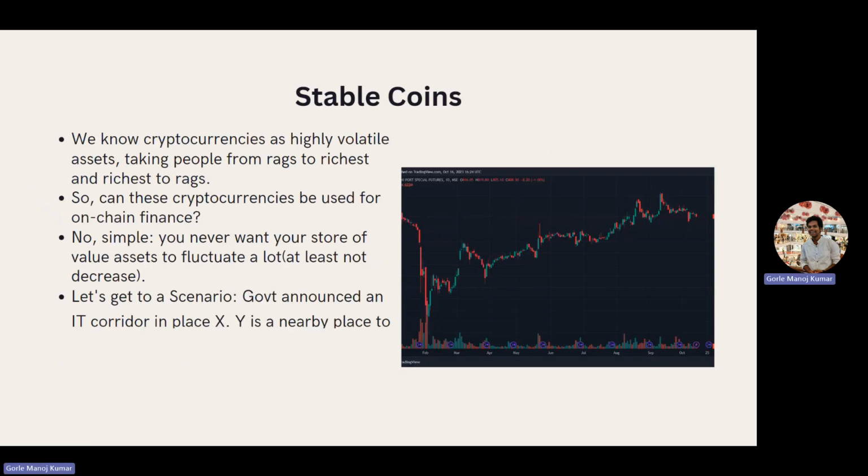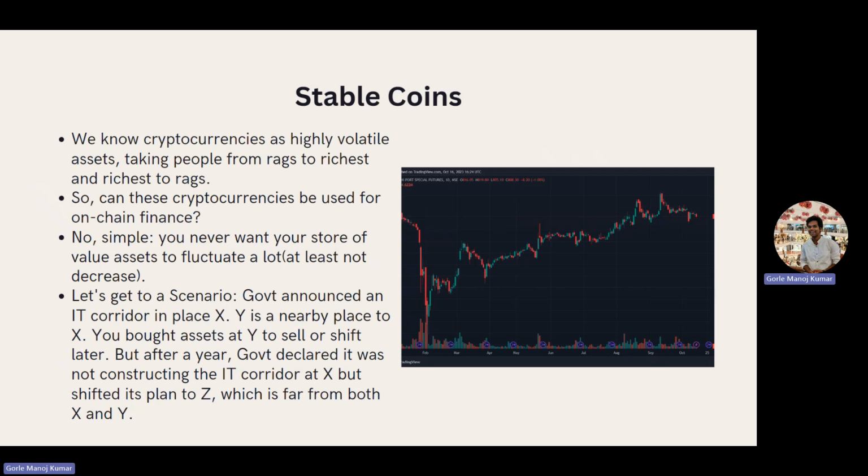So now let's move into stablecoins. We discussed a lot about automated market makers, liquidity pools, volatility, liquidity, and so on. But these are all possible if and only if we have some stablecoin. Let's go into a situation.